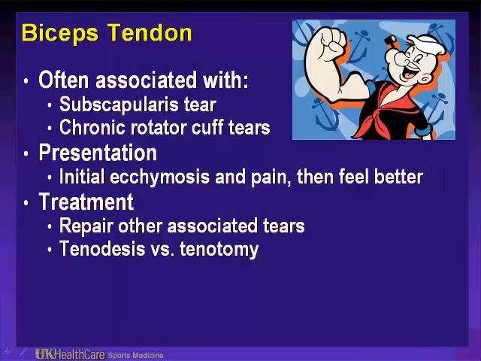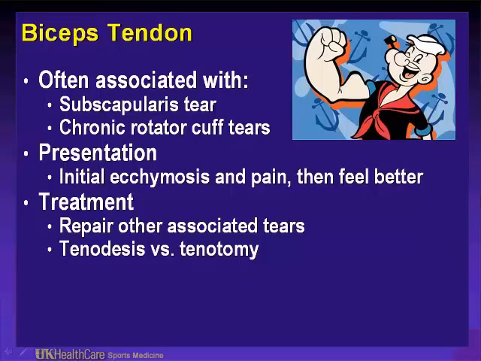The biceps tendon is often associated with subscapularis tear, chronic rotator cuff tears. Presentation, if they have an acute rupture proximally, is ecchymosis, pain, and then they feel better. So typically with the biceps tendon, we're now doing more and more tenodeses in patients over age 40. The SLAP tears, labral tears usually don't heal very well, so you debride the labrum and do a biceps tenodesis, where you park it somewhere else into bone or into soft tissue, or do a tenotomy.